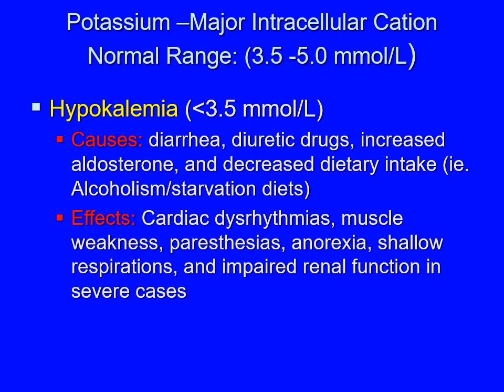Potassium is kind of sketchy because it's very diffusible through the membrane. It's normally found inside the cells, but it's diffusible, so if you have an imbalance one side or the other, it'll shift to change positions to balance itself out. When we're talking about hypokalemia, we're talking about what's going on outside the cells, not inside. So if you have too little potassium outside the cells, it could be because of diarrhea, diuretic drugs, increased aldosterone, and decreased dietary intake. Alcoholism upsets electrolyte balance severely.